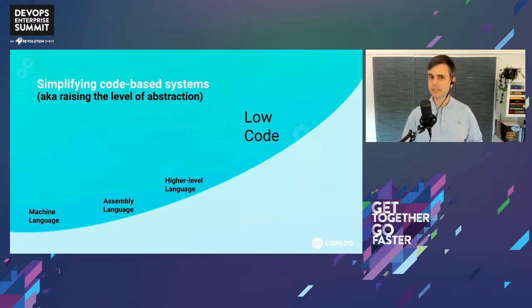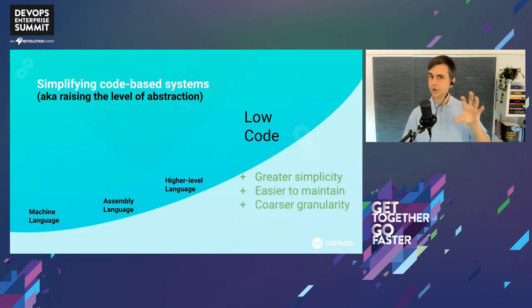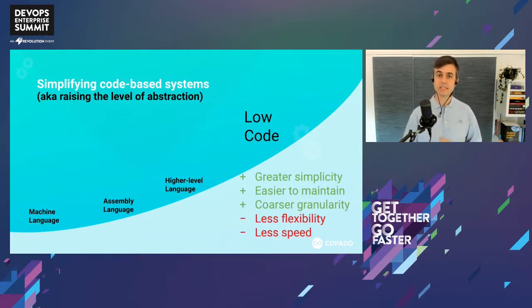What are the benefits? With each level of abstraction you're moving up, you get greater simplicity, which means that the systems that you're building at each of these higher levels of abstraction, they're easier to maintain, but they also have coarser granularity. You're dealing with bigger chunks of things, bigger components. And there's a couple of downsides, means you get less flexibility as you move up through the stack, and potentially less speed as well.